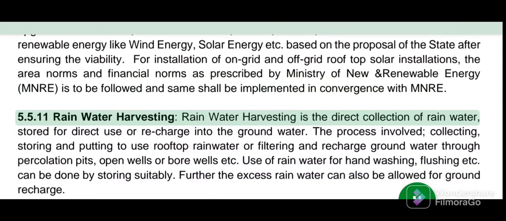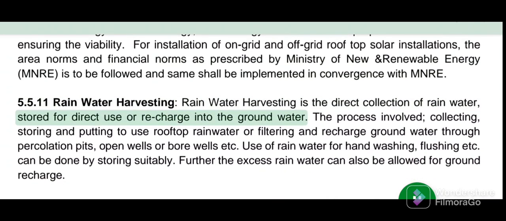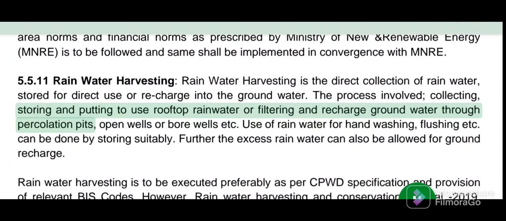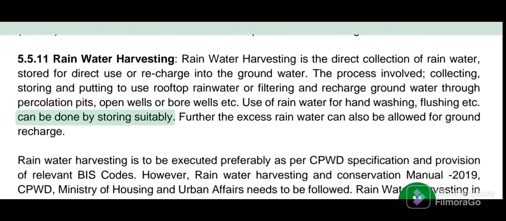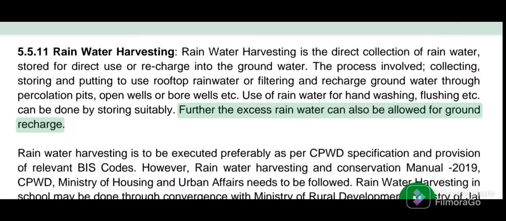5.5.11 Rainwater harvesting. Rainwater harvesting is the direct collection of rainwater, stored for direct use or recharge into the groundwater. The process involves collecting, storing and putting to use rooftop rainwater or filtering and recharging groundwater through percolation pits, open wells or bore wells etc. Use of rainwater for hand washing, flushing etc. can be done by storing suitably. Further, the excess rainwater can also be allowed for ground recharge.